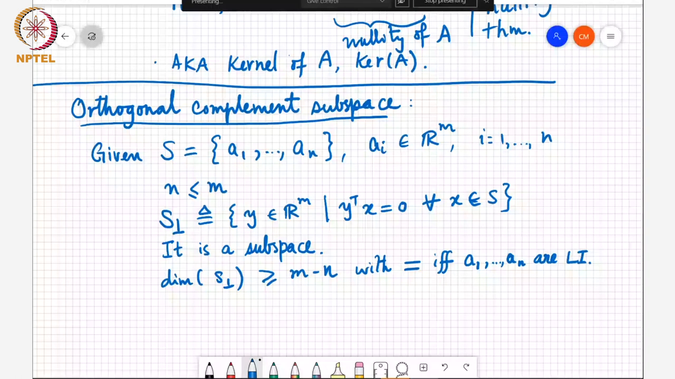So for example, if I take S to be equal to the set of vectors, say 1, 0, 0, and then 2, 3, 0, then S perp would be the span of 0, 0, 1. Any vector proportional to this would be orthogonal to both these vectors.